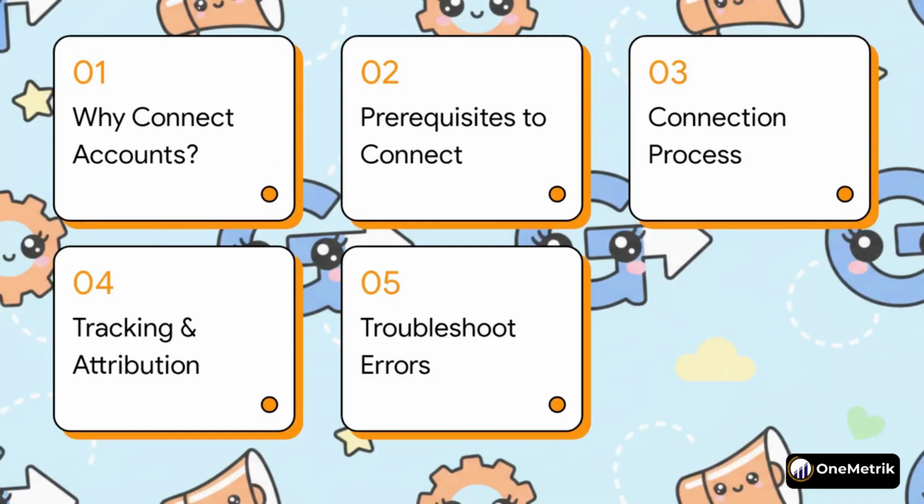So, real quick, here is our playbook for the explainer today. We'll start with exactly why this integration is so powerful, the absolute must-have prerequisites you need to check off first, the step-by-step connection process, how that closed-loop attribution actually works in the wild, and finally, how to troubleshoot and fix common errors if things break along the way.